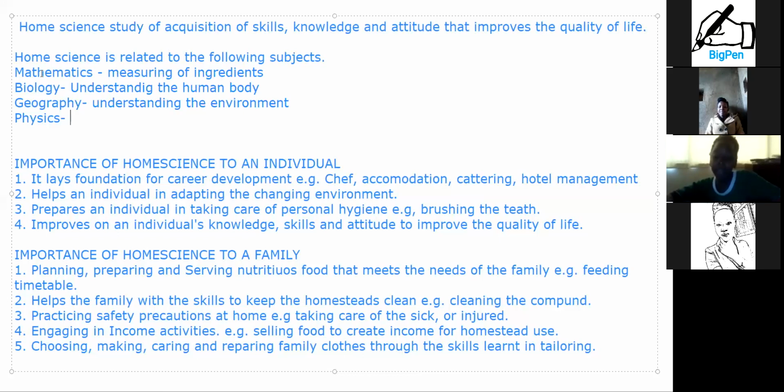Caring and repairing family clothes and household articles. Yes, that is the importance of home science to the family. Another one? The individual acts as a role model in his or her chosen career. Yes, another one?